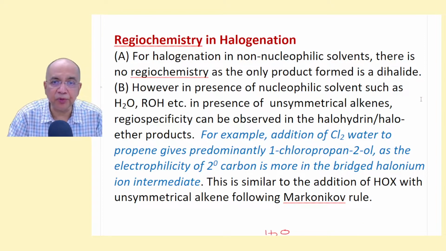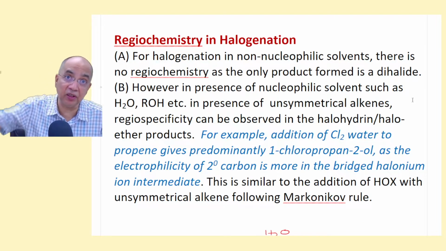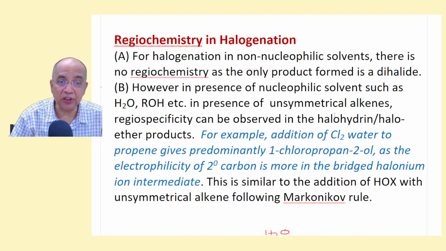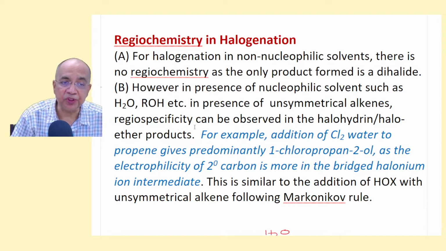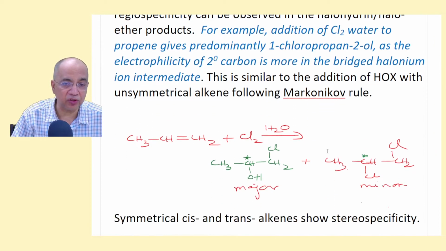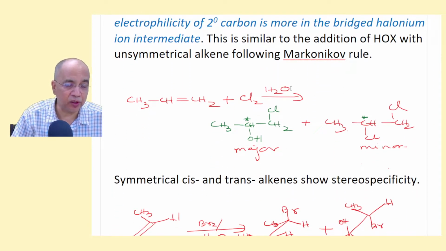heteronuclear molecule, not a homonuclear molecule like Cl2 or Br2, then there is no regiochemistry for halogenation. However, in the presence of a nucleophilic solvent where the major product is a halohydrin or alkoxy halo compound, in the presence of unsymmetrical alkenes particularly, regiospecificity can be observed in halohydrin or haloether products. For example, addition of chlorine water to propene gives predominantly 1-chloropropan-2-ol.